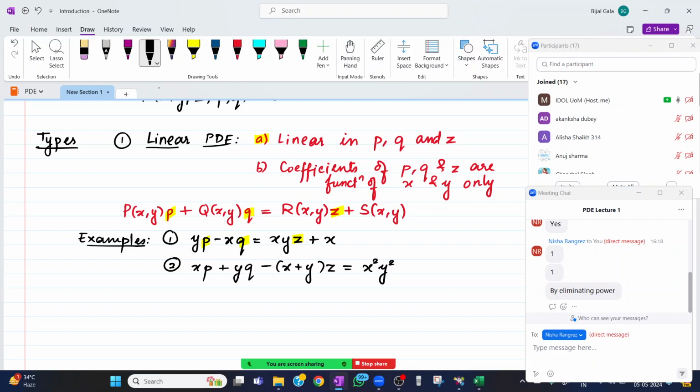Are you understanding? Your linearity is dependent only and only on the degree of p, q and z, not on the degrees of x and y. X and y can have degree 100,000, negative, whatever. But your linearity is dependent only on p, q and z. So even though I have a square, this is linear. This is linear. Any doubts?